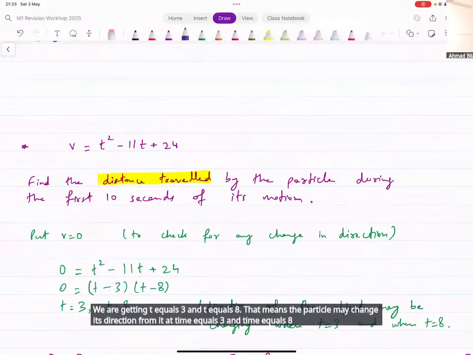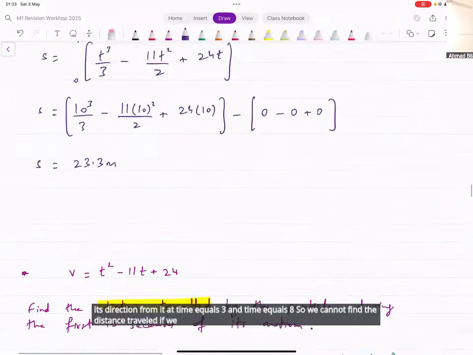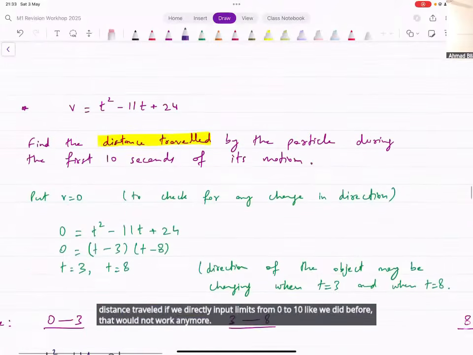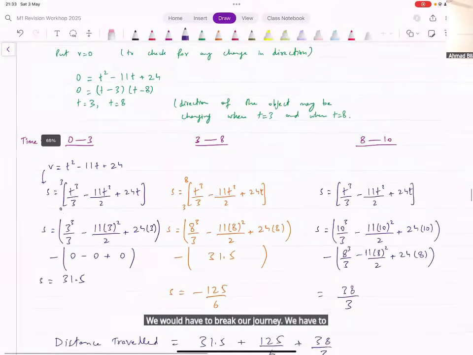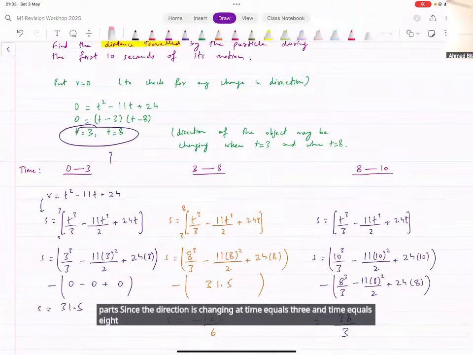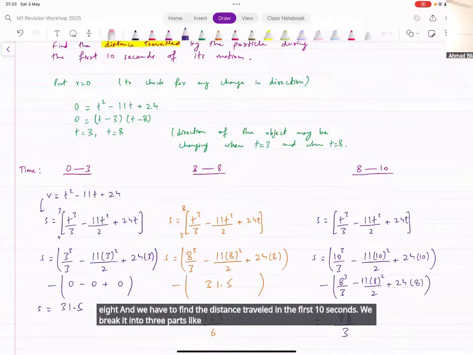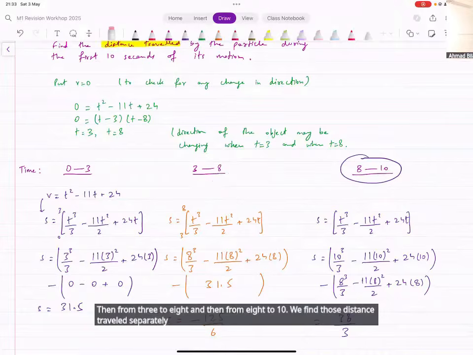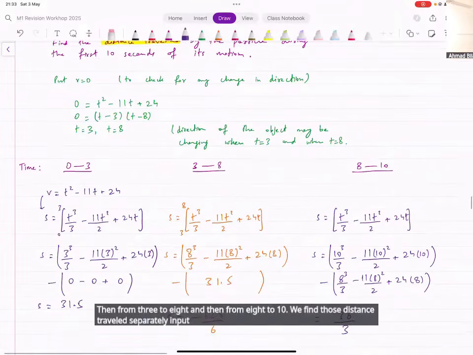So we cannot find the distance traveled if we directly input limits from 0 to 10 like we did before. That would not work anymore. We have to break our journey into 3 parts. Since the direction is changing at time equals 3 and time equals 8, and we have to find the distance traveled in the first 10 seconds, we break it into 3 parts like this. We say, let's find the distance traveled from 0 to 3, then from 3 to 8, and then from 8 to 10. We find those distances traveled separately. Input limits for each of them separately.